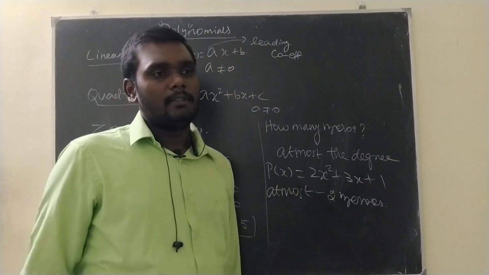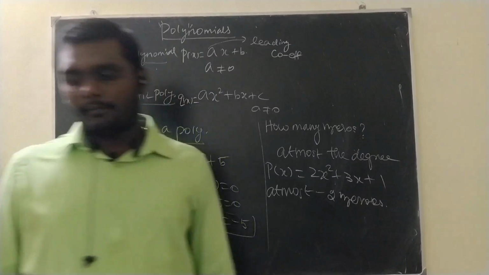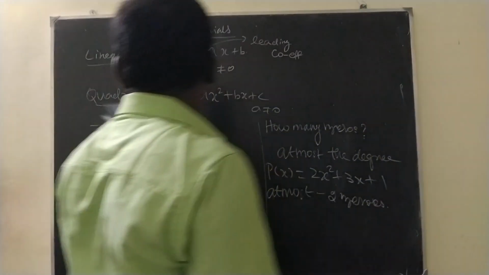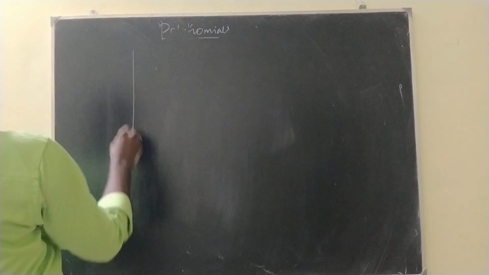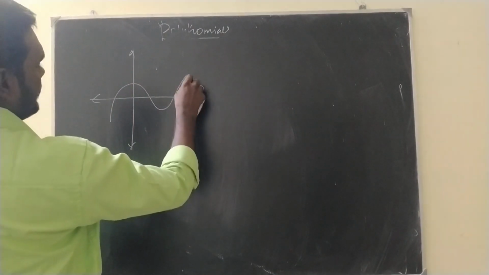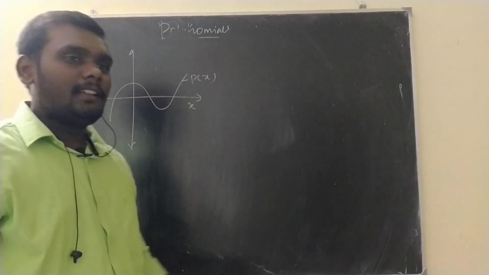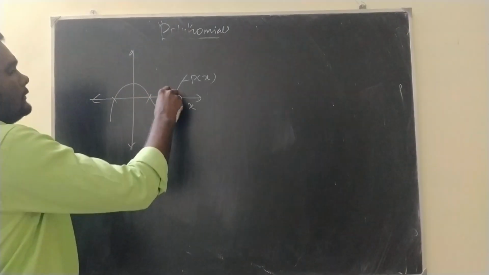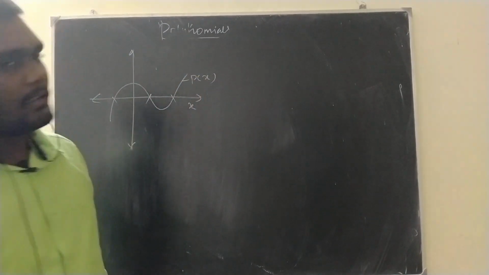How can we identify these zeros? By simply looking at a graph. When we say a polynomial in x, we have two axes that you know, right? This is the x axis, y axis, and I say this is the curve of the polynomial p of x. This curve intersects the x-axis, that cuts the x-axis, in how many points? See here 1, 2, 3. So this polynomial has how many zeros? 3 zeros, exactly 3 zeros.